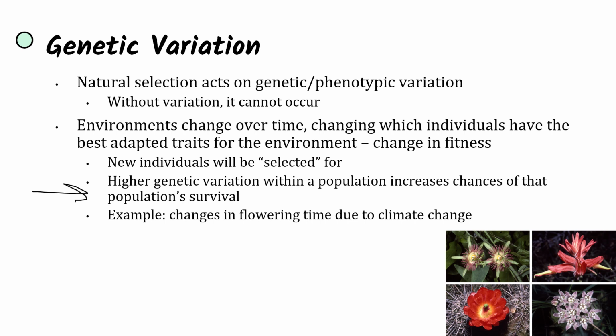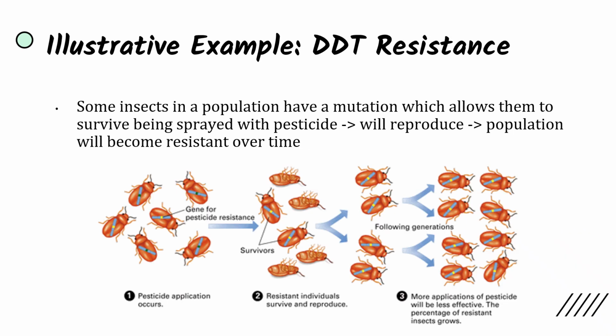We're going to talk about a few examples of evolution and natural selection over here, starting with DDT resistance. And this is a pesticide. And some insects in a population have a mutation which allows them to survive being sprayed with pesticide. And so when plants are sprayed with pesticide and insects are killed, the insects that have the mutation that allows them to survive DDT are the insects that are going to reproduce. And eventually the population will become resistant over time because it is these DDT resistant organisms that are reproducing within the population.